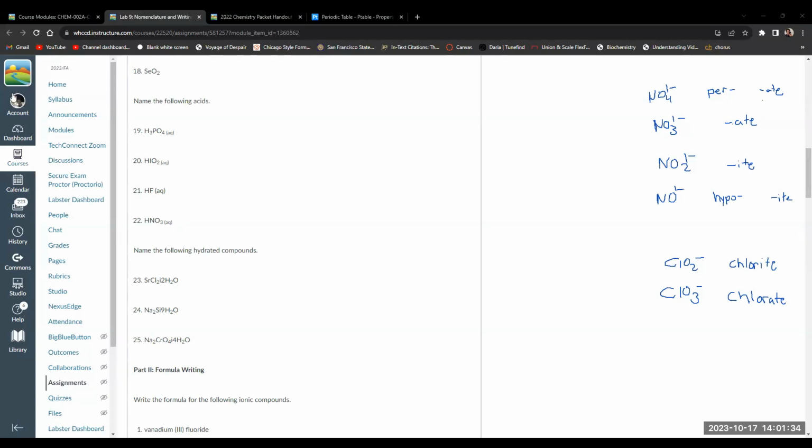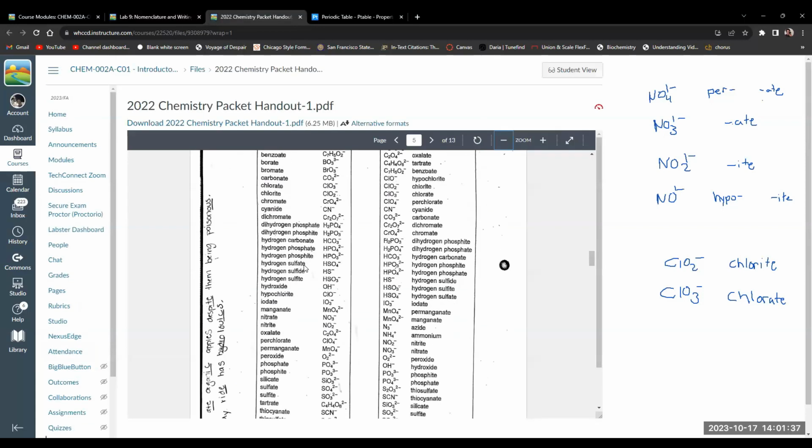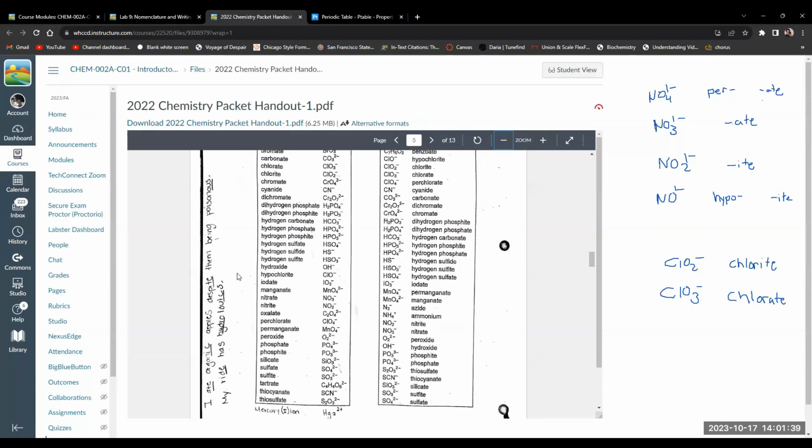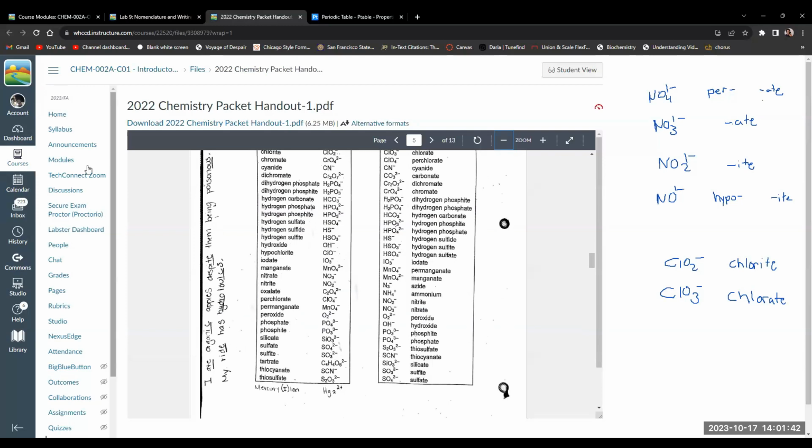So if we go to our sheet here with polyatomics, there's this phrase here on the side that says, I ate organic apples despite them being poisonous. And the second saying is, my ride has hydraulics. And we notice that there are things underlined. So this is designed to help you memorize how the rules are played for acids.